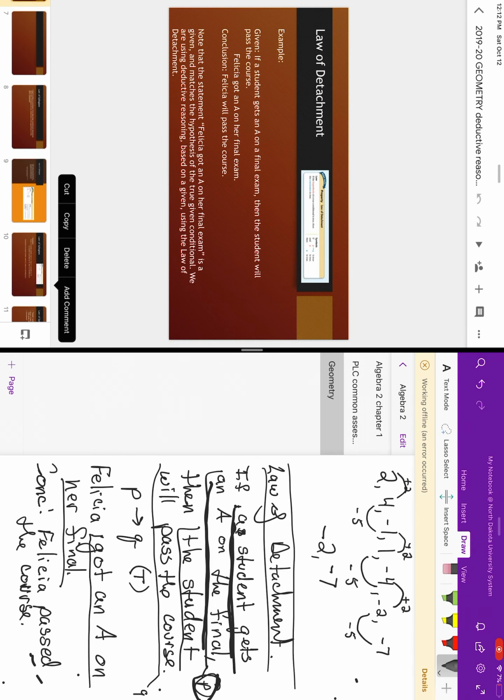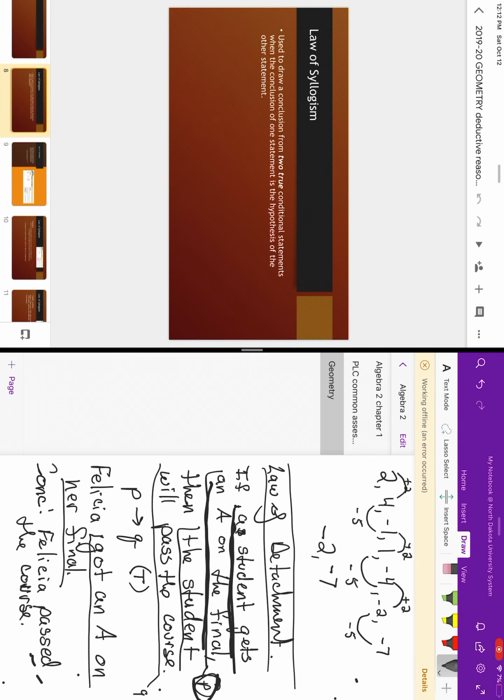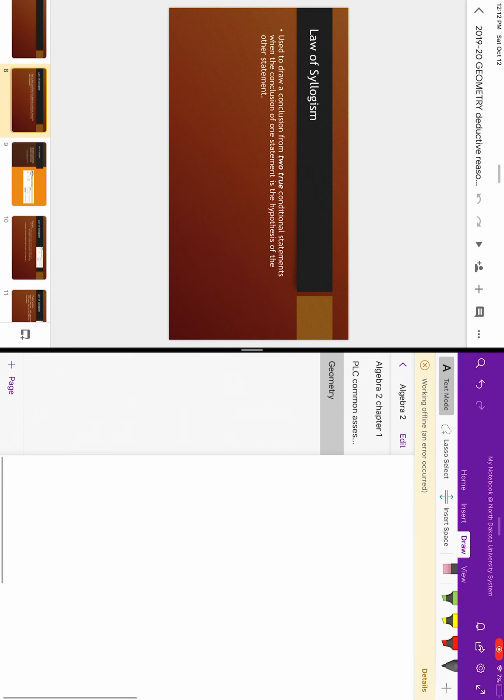So the law of syllogism then is a little bit different than the law of detachment. With the law of detachment, we're talking about one true conditional. The law of syllogism, we're talking about two true conditionals. Two true conditional statements, where the conclusion of one statement is the hypothesis of the next statement. Okay? So let's look at what that looks like.